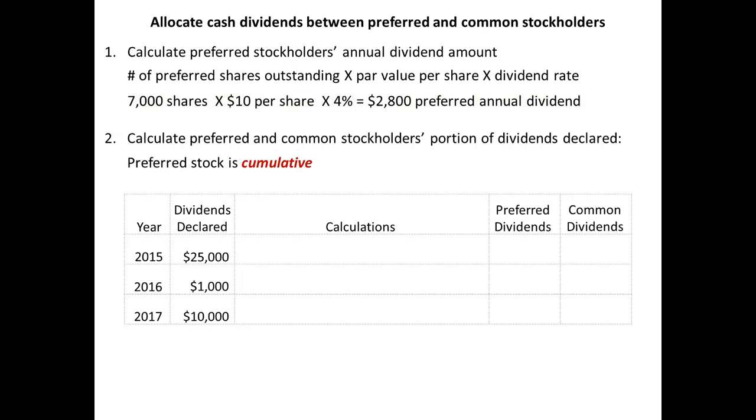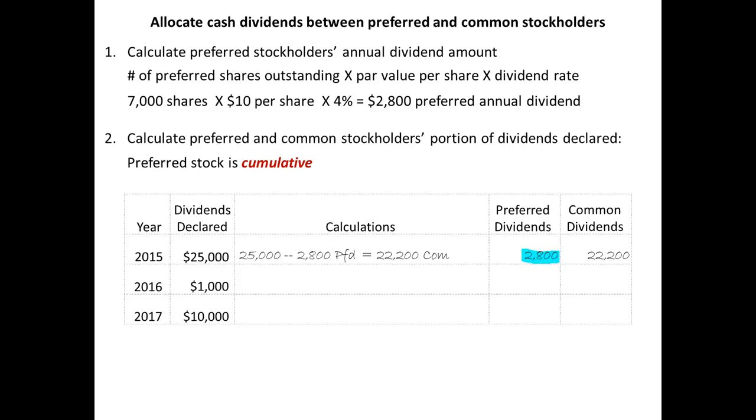We're ready to start. In 2015, ABC's Board of Directors declared a $25,000 cash dividend. The first thing we'll do in the calculation box is subtract the preferred's annual amount, $2,800, from the $25,000 dividend declared. This leaves a positive $22,200. Because the amount is positive, it's the portion of the dividend left for the common stockholders. So we'll enter $22,200 in the common dividend column and $2,800 in the preferred dividend column.